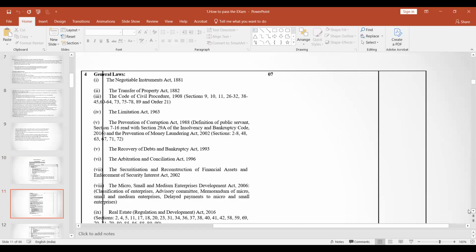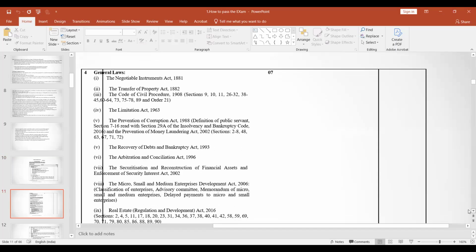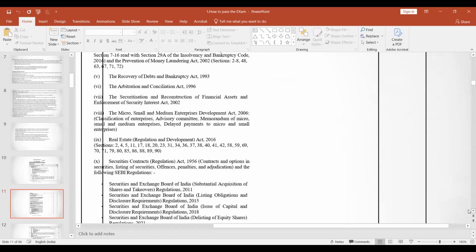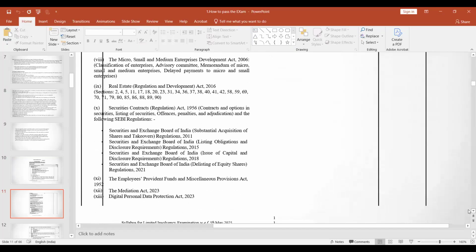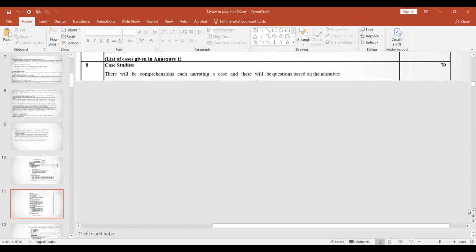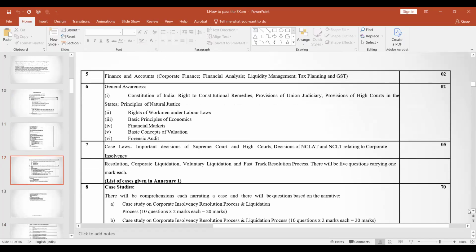Then the general laws. General laws cover 7 marks, and there are more than 10 allied laws. Basically, 13 allied laws are there, various acts including SEBI regulations. Then finance and accounts and general awareness of 2 marks each. And then case laws, 5 marks, 72 case laws are there.